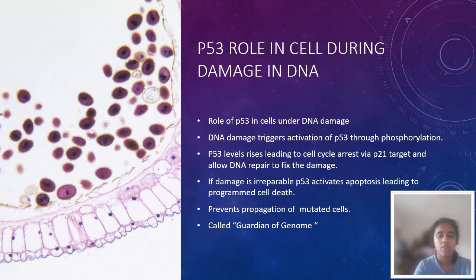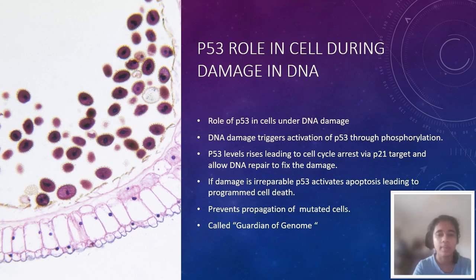This allows the DNA repair proteins to come and fix the damage. If the damage is irreversible, as I told you, p53 will activate the genes involved in apoptosis, leading to programmed cell death. This prevents the propagation of those mutated cells. Hence it's called the guardian of the genome, because it's protecting your genome.